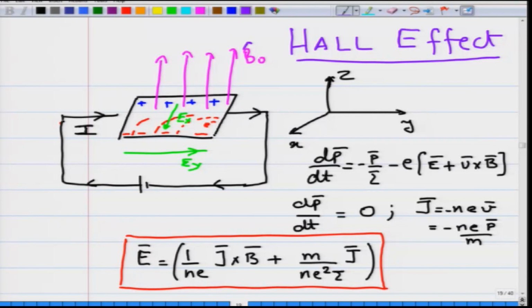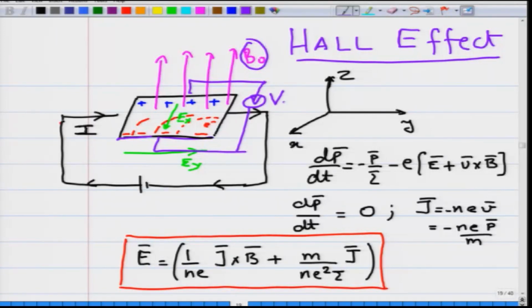Because of the magnetic field, which you have applied perpendicular to the plane of the material, the electrons experience a Lorentz force and they start curling. The Lorentz force pushes them towards this edge of the sample. As they collect on this edge, it becomes negatively charged and the other end becomes positively charged. So there is a potential difference generated, and because of this potential difference there is an electric field along this direction, and you will measure a voltage.